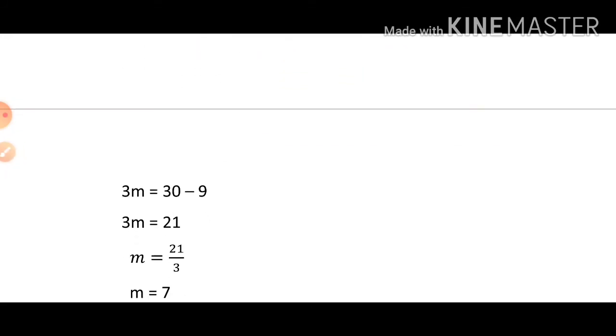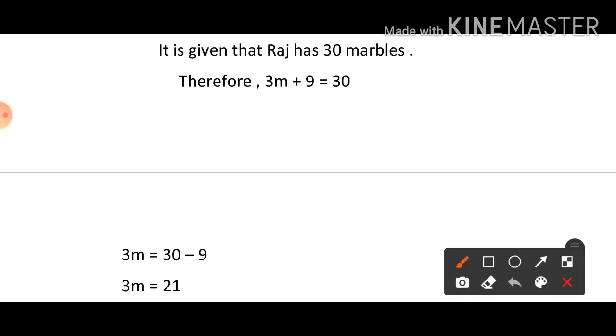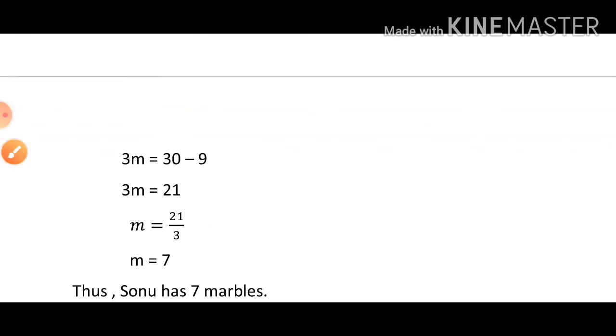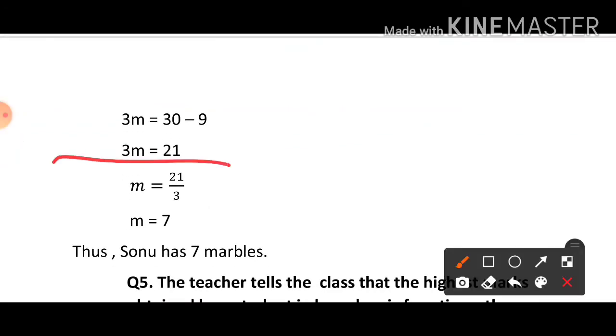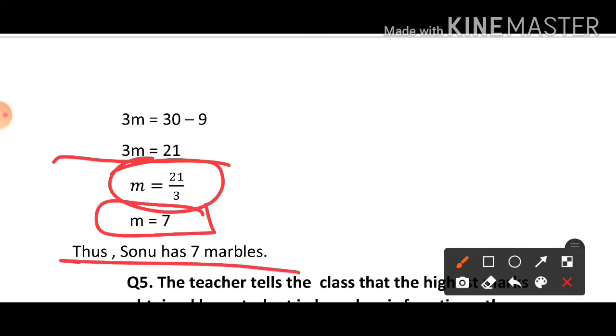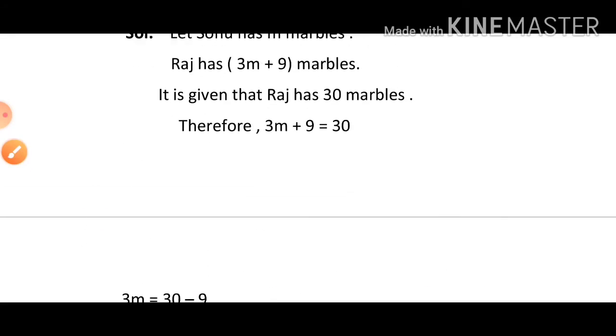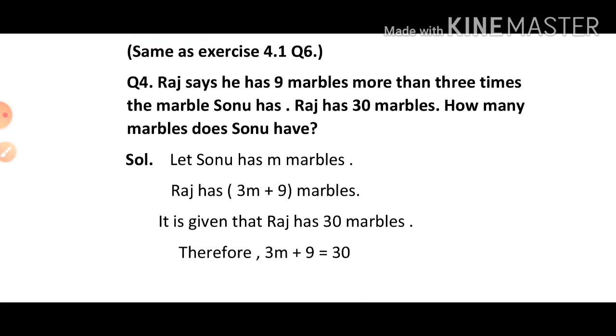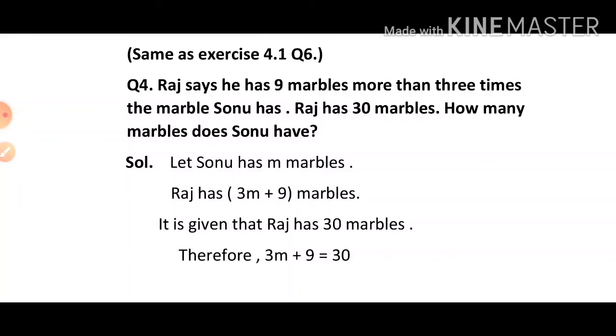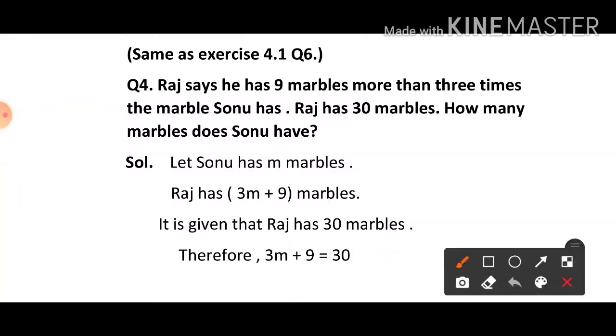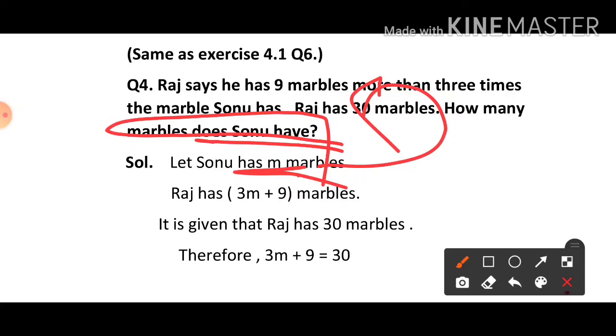So solve this equation. As 9 is given with plus here, on this side we change it into minus. So 3m is equal to 30 minus 9, which is equal to 21. So m is 21 upon 3, or m is equal to 7. Therefore, Sonu has how many marbles? 7 marbles. Like this, first of all you have to make the equation using the given statement. After that you have to solve the question. As it is given how many marbles Sonu has, we have taken Sonu as m marbles, and after that we have made the equation here.